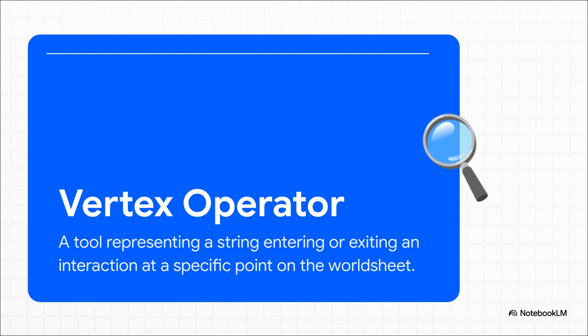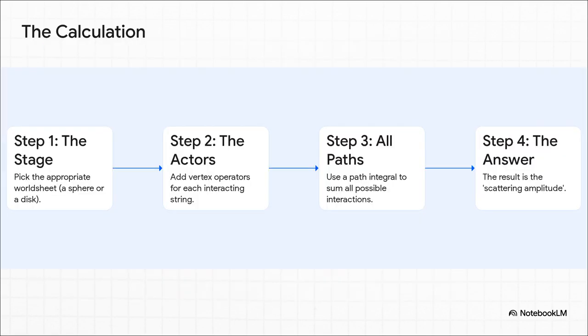The easiest way to think about these is as little pins that you stick into the world sheet. Each pin represents one string with a specific energy and momentum, either coming into the interaction or leaving it. They're literally the X marks the spot on our map, telling us exactly where and how the strings are supposed to act. So let's just walk through the whole process.